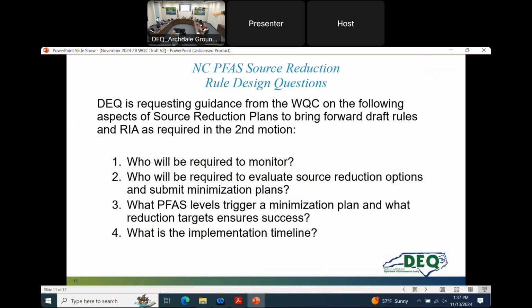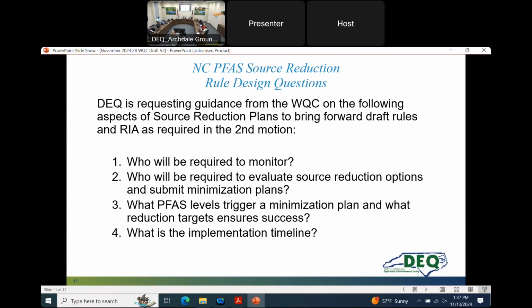When we think about how North Carolina might do it, there are some questions that we struggle with that we need to get feedback from the EMC on. For instance, who will be required to monitor? We can certainly help with all of these answers as well. Who exactly are we going to ask to monitor? Who will be required to evaluate source reduction options and submit minimization plans? What levels trigger a minimization plan? In other words, what's that screening value?